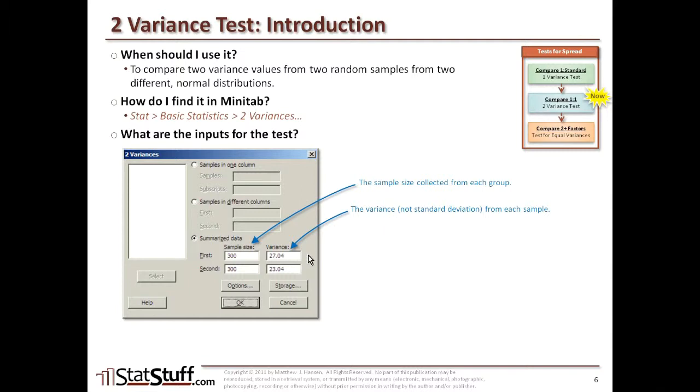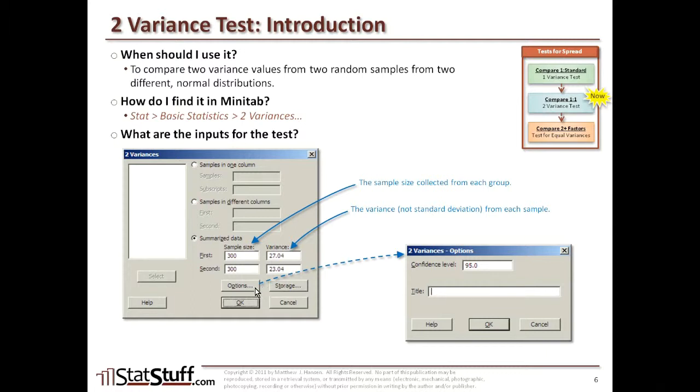It's really important to understand this is not the standard deviation you're going to be typing in, but instead it'll be the variance that you type into these columns. And then you can select the options box. Here you can select the confidence level that you're going to be using for this particular test. All right, now let's go through an example of the two variance test.